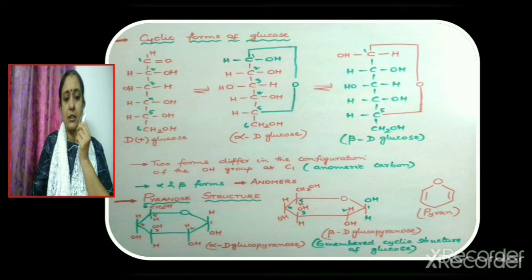Now consider the third carbon. We have OH and H groups. So here OH should be shown on the top and H below the plane. Next we have H and OH. H should be shown on the top and OH below the plane. Then next we have H and CH2OH. So CH2OH is shown on the top and H below the plane. So that is how we arrange the different atoms or groups in glucose.